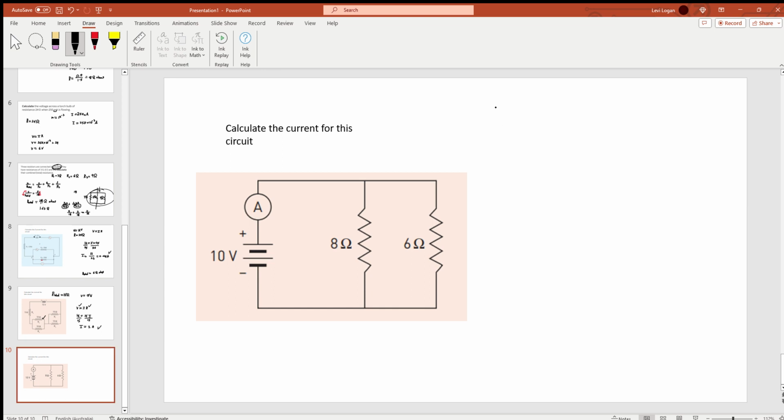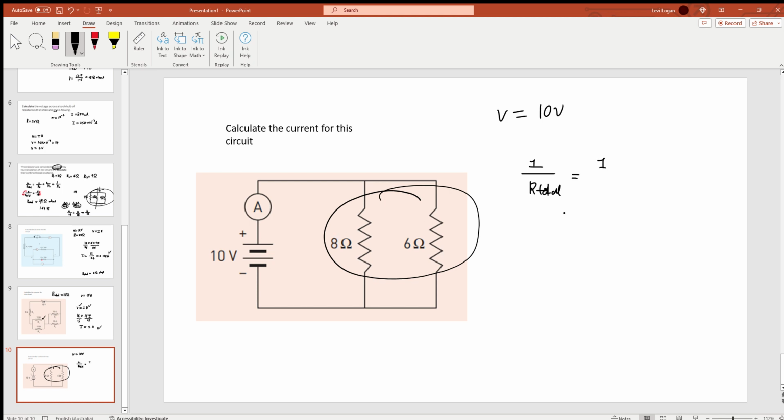So voltage is 10 volts, and now we've got to work out the total resistance here. You can see they're in parallel again. So 1 over the total resistance will be 1 over 8 plus 1 over 6. Now we can see there's no really easy way to make them the same number. So we've got to think of a number that they both have in common. I can multiply this by 3 to turn it into 24, and I can multiply this number by 4 to turn it into 24.